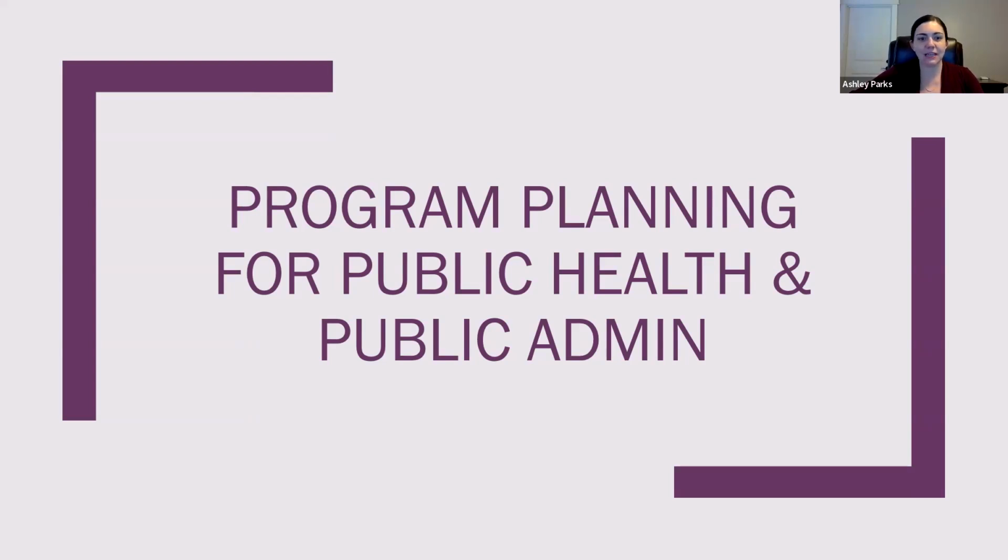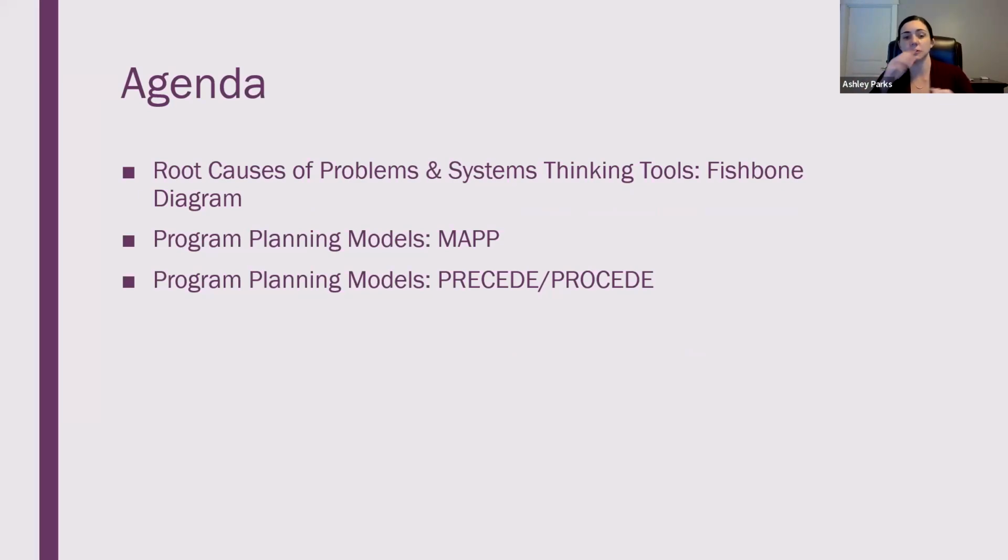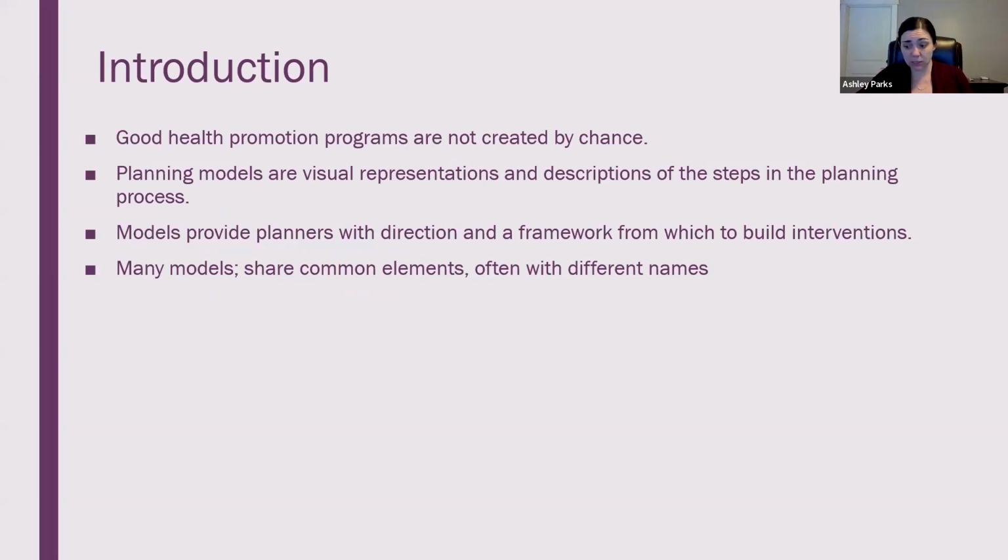On the agenda today, I am going to talk through a couple different planning models. And then at the end, we're going to do a focused little review of the fishbone diagram process, the MAP planning process, and of course, we'll discuss one of the main program planning models used in public health, which is PRECEDE-PROCEED. So in order to get started, we have to know that deliberate, intentional efforts are required for public health programs to be successful and for programs as health services administrators to be successful.